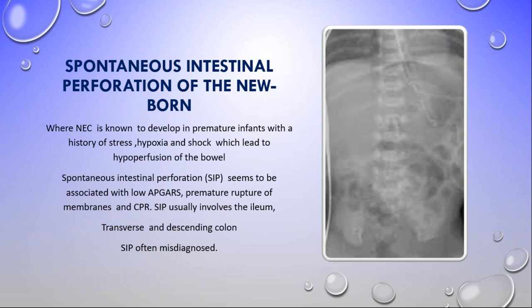And it generally involves the ileum, the transverse, and the descending colon. So there's usually only one hole. It's usually either in the ileum, the transverse, or descending colon, and not across the bowel, where with NEC, you will see it across the bowel. SIP is often misdiagnosed as NEC. And SIP generally occurs in term infants, often with birth hypoxia.